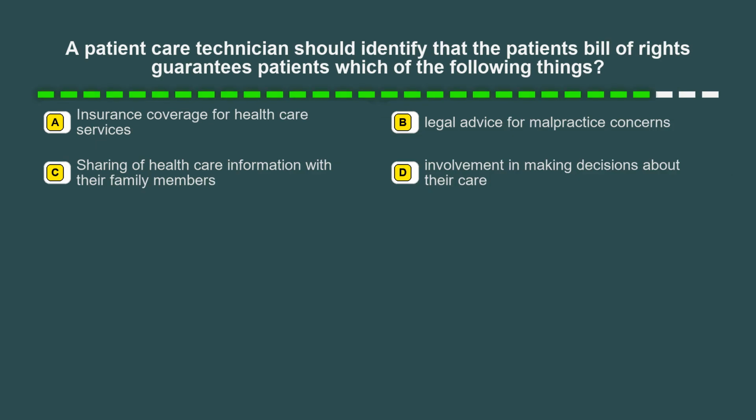Question 47. A patient care technician should identify that the patient's Bill of Rights guarantees patients which of the following things? Option A, insurance coverage for healthcare services. Option B, legal advice for malpractice concerns. Option C, sharing of healthcare information with their family members. Option D, involvement in making decisions about their care.